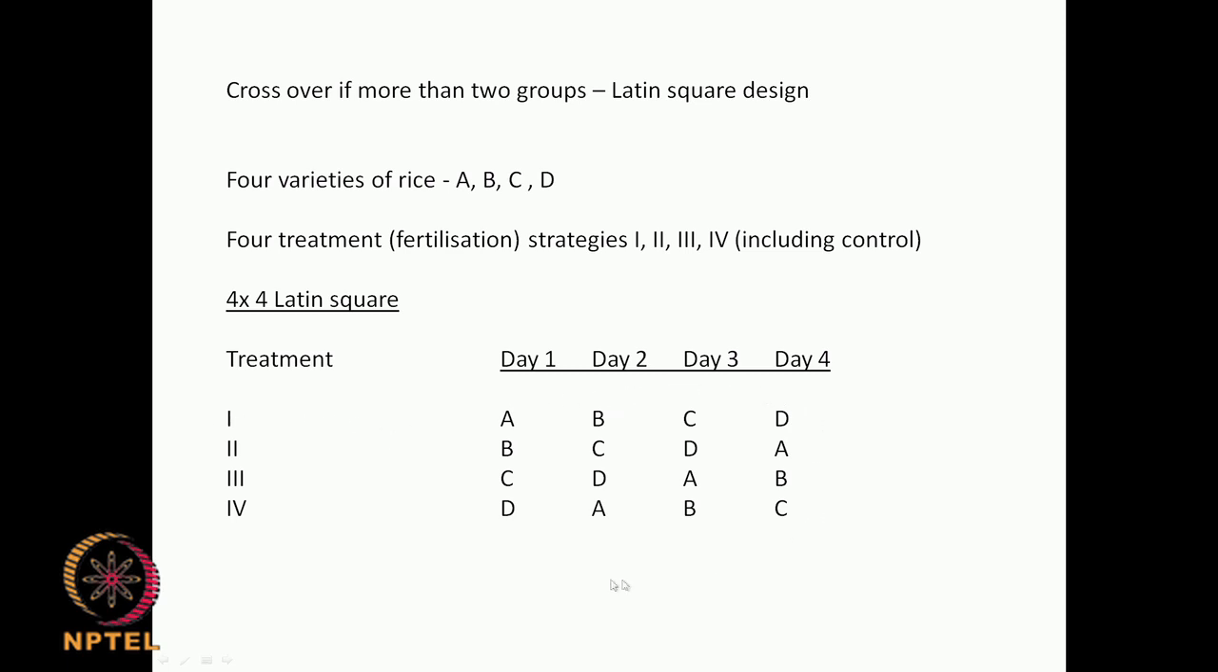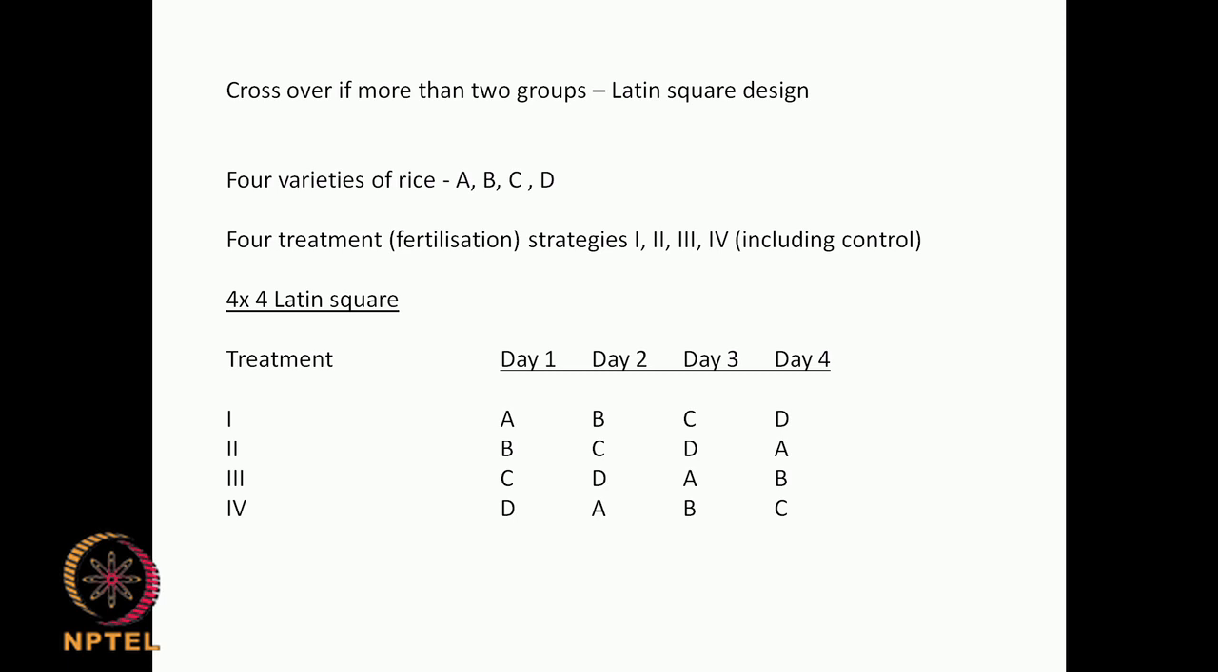Actually, as you can see here, this is very symmetric. So, on day 1 you will have rice A getting treatment strategy 1, then rice B getting treatment strategy 2, rice C getting treatment strategy 3, and rice D getting treatment strategy 4. So, it is very nice. This is a very good crossover. This is called a Latin square design. So, this is very symmetric.